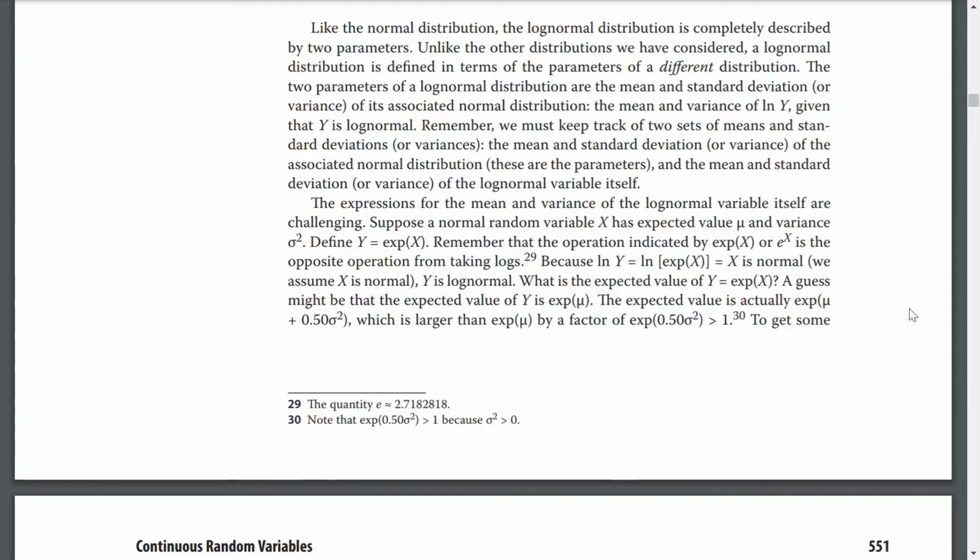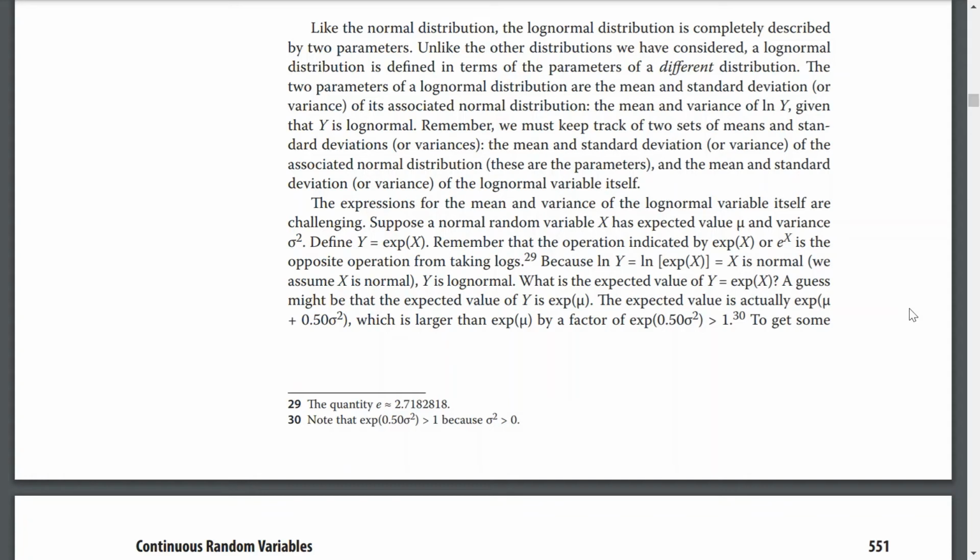Suppose a normal random variable x has expected value mu and variance of standard deviation squared. Define y as e to the power of x. Remember that the exponential operation, e to the x, is the opposite operation of taking logs, because ln y is equal to the ln of e to the x. We assume x is normal, so y is log normal. What is the expected value of y in terms of the expected value of x?